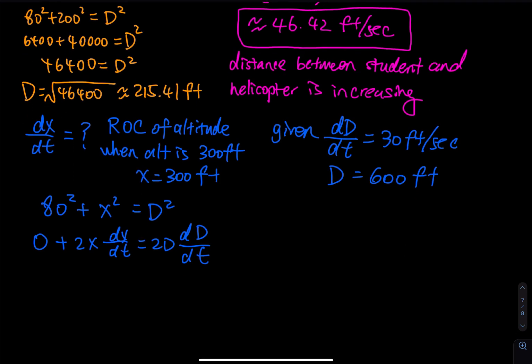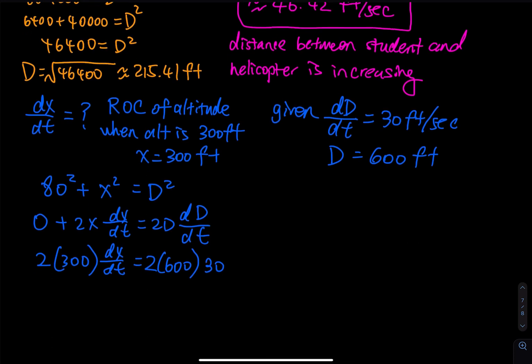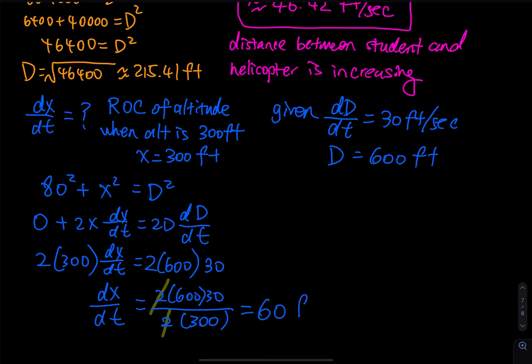And then you plug in everything you know. So 2 times 300, and we are trying to find dx/dt, equals 2 times 600, and dD/dt is 30 feet per second. So at the end of the day, you have dx/dt equal to 2 times 600 times 30 divided by 2 times 300. So obviously, the 2 got cancelled, right? If you got everything right, that is equal to 60. The 30 is gone, the bottom is 10, 600 divided by 10 is 60. So this is 60 feet per second.